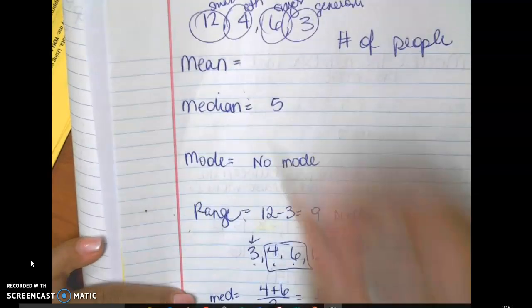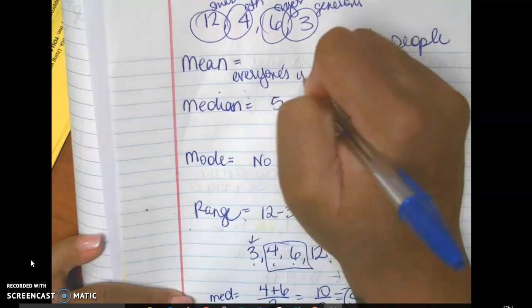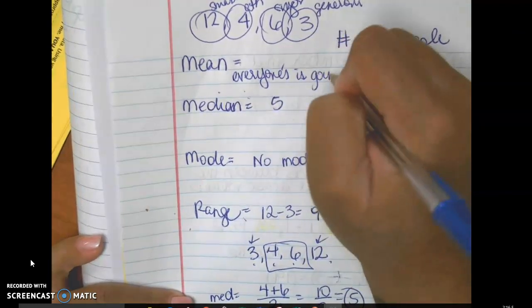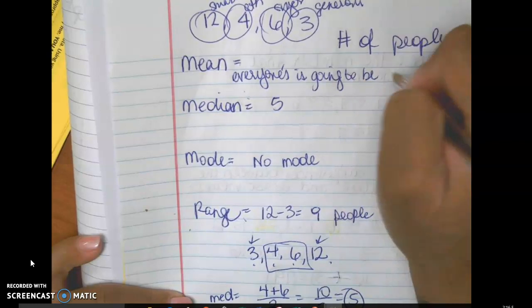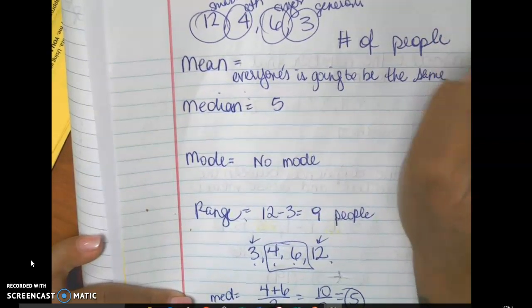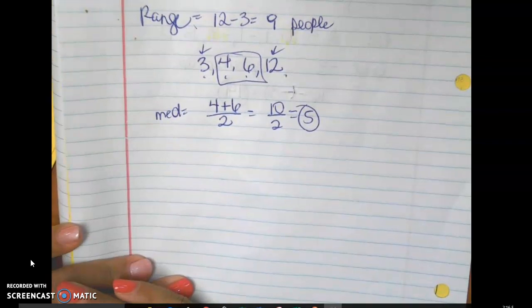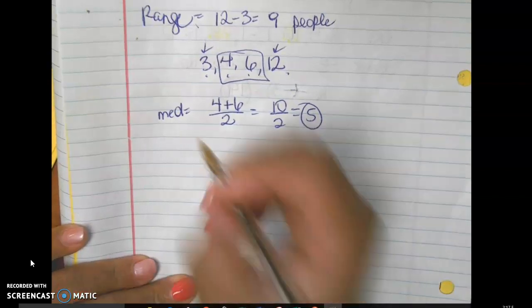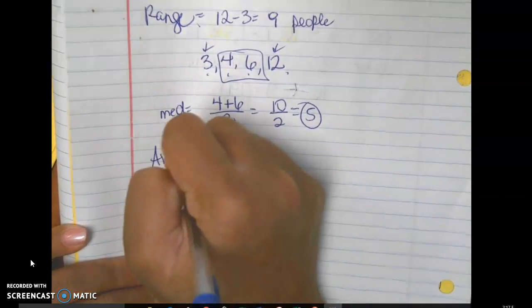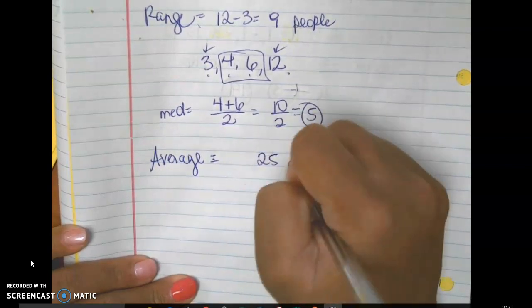Then the mean. Everybody's mean is going to be the same. 25. That's the total. How is that? Because everybody should have surveyed 25 people. Okay, how do I find the mean? Do not shout answers out at me. That tells me nothing. Yes. We have to add all the numbers together. Add them all together. And what will I get? 25. 25 people total.